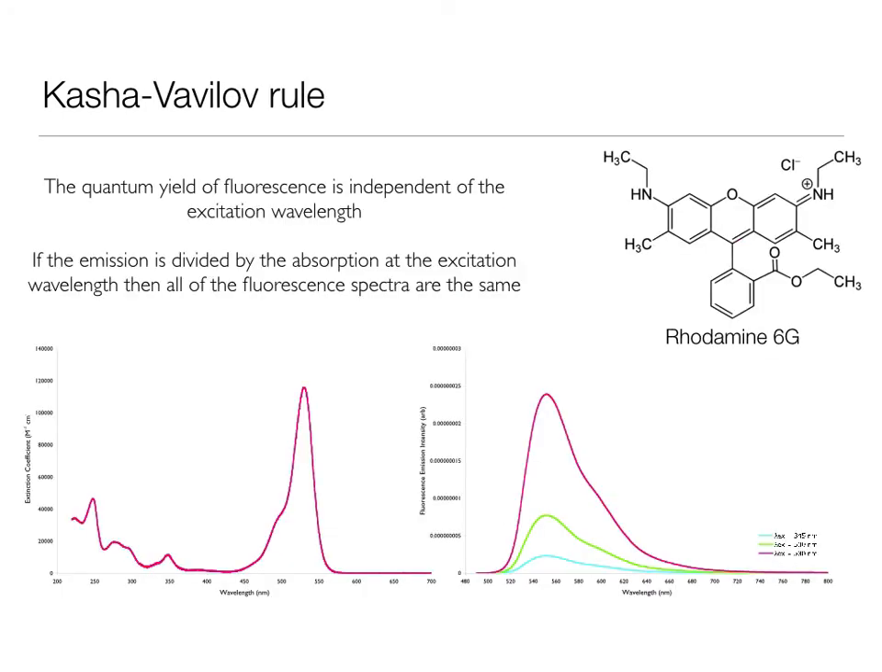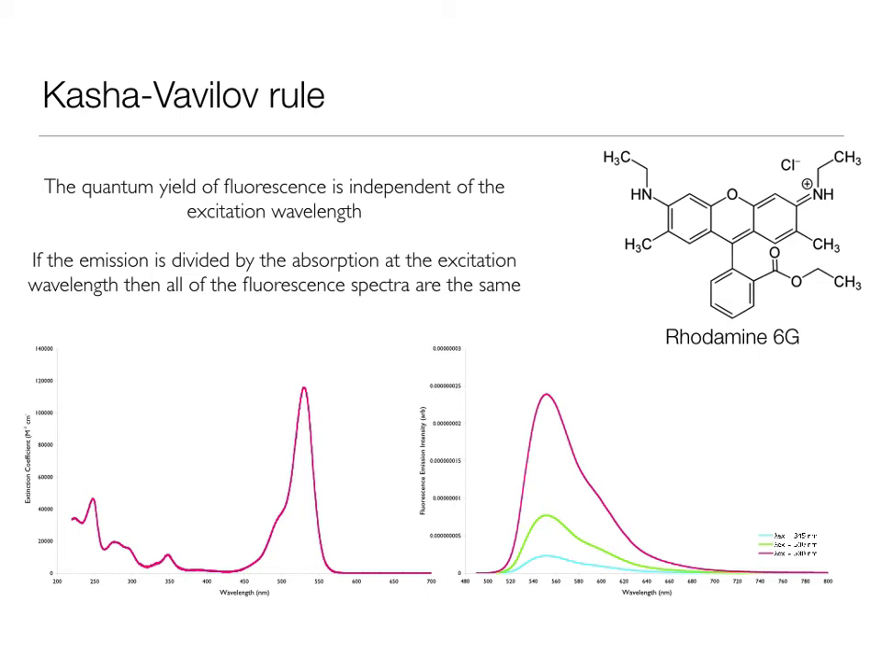Here I've got the Kasha-Vavilov rule, which continues on from Kasha's rule, which is the previous one, which basically says that the quantum yield is independent of the excitation wavelength. So I've got a slightly different molecule here. I have rhodamine 6G, and on the left I have the absorption spectra, and on the right I have the emission spectra. And you can see I've got three different emission spectra here, all measured when excited at three different wavelengths.